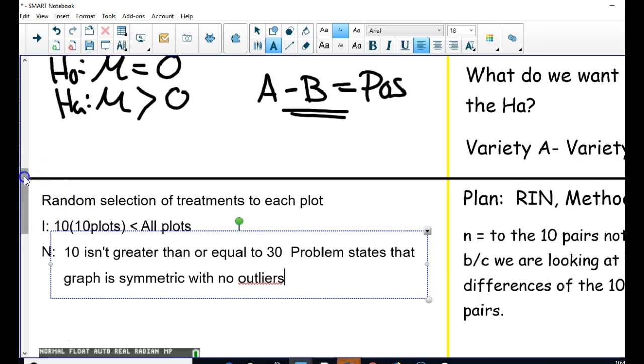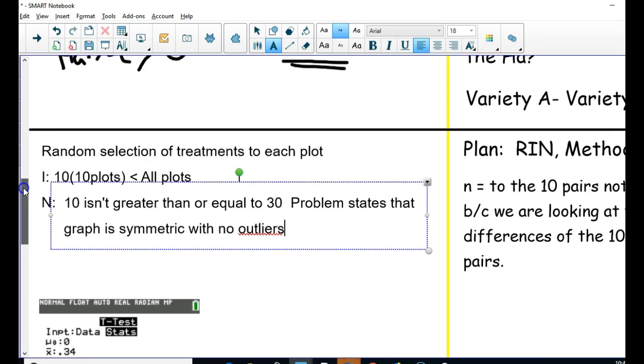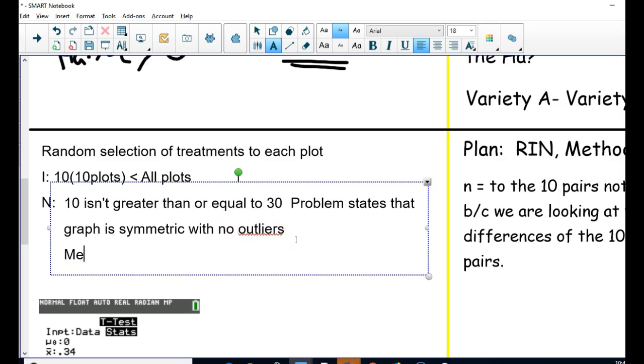Typically, an AP problem will tell you that it comes from a parent population that's normal, like number 71 or 72, I can't remember which one. Or it will tell us that they already graphed it and it's symmetric with no outliers, like right here. Then we're going to go to our method, and our method is a one sample t-test for matched pairs.